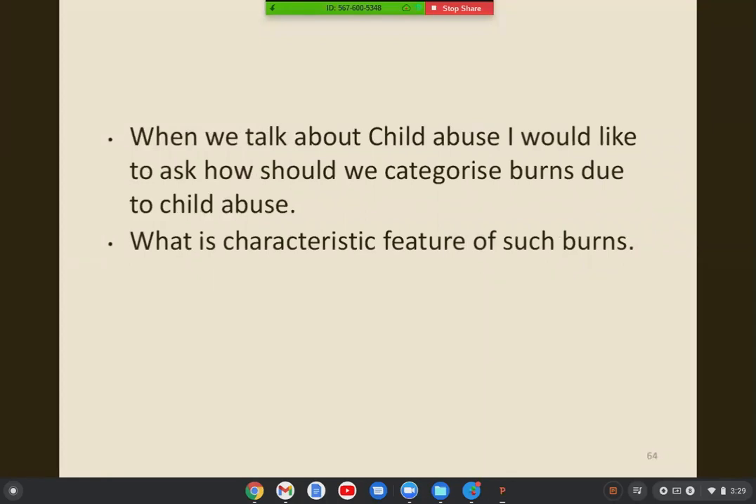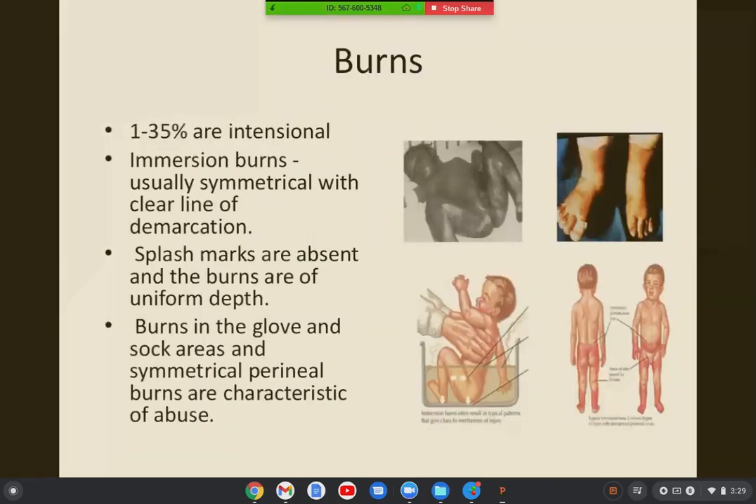Whenever we talk about child abuse, I would like to ask how many of us categorize burns due to child abuse, and what is the characteristic feature of such burns? This is the answer: 1 to 35% are intentional. Immersion burns are usually symmetrical with a clear line of demarcation. Splash burns are absent and the burns are of uniform depth. Burns in glove and stocking area, and symmetrical perineal burns are characteristic of abuse.